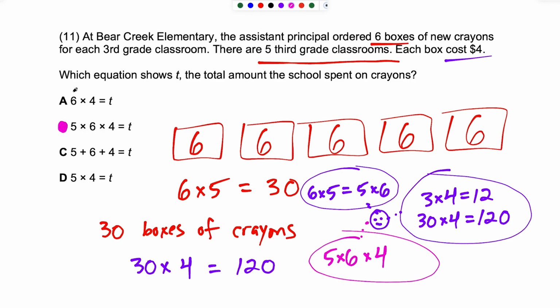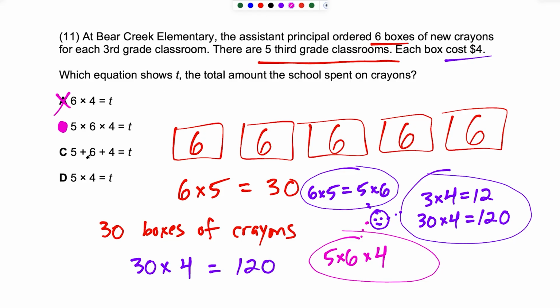Choice A is no good because if you just do 6 times 4, that would be if only one class got boxes of crayons, with 6 boxes for one class and each box costing $4. That's ignoring the fact that there are 5 third grade classrooms. So that's why A is no good.